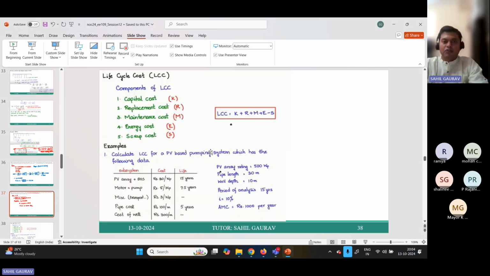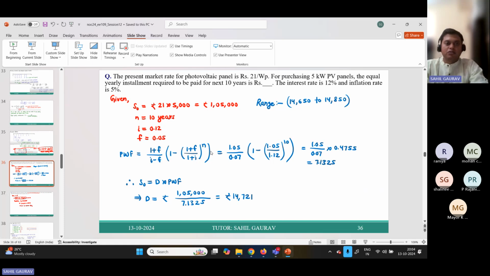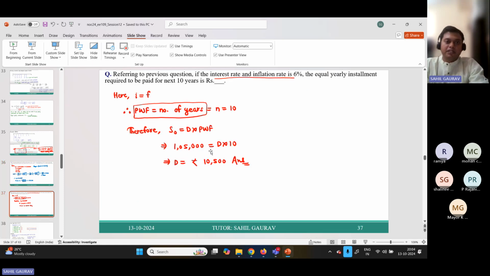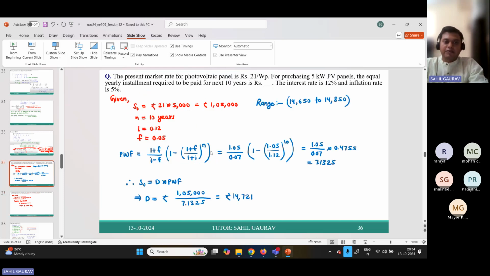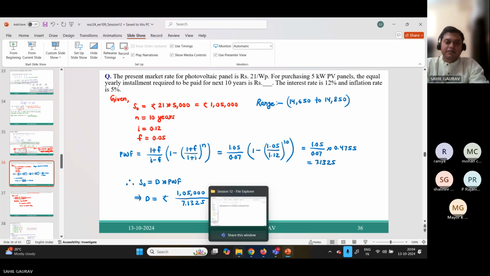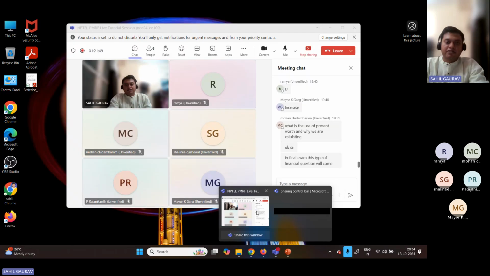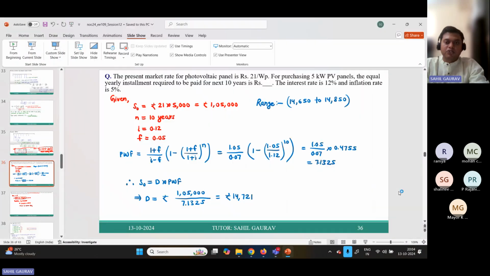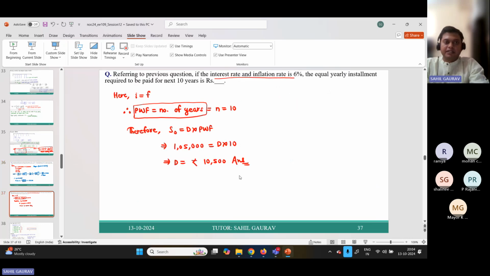So if you know how to solve these two problems, you can solve many such type problems, and most of the problems are based on this equation only. So these two problems are, I can say, the most basic ones, and if you know how to solve these two problems, you can solve many problems.